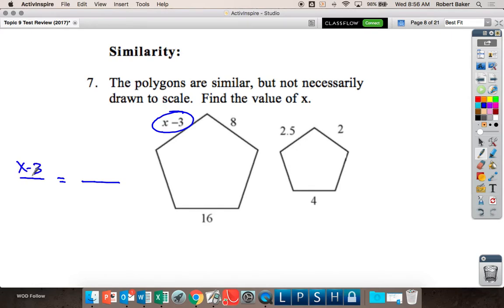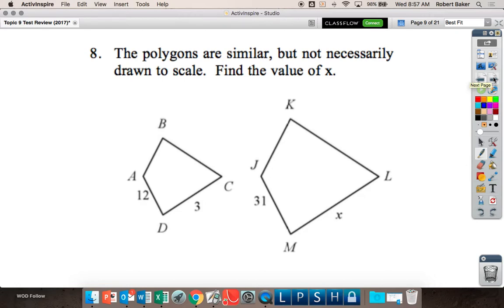X minus 3 corresponds to 2.5. So these work. Does it matter which other sides you use? It doesn't. You can pick whatever makes you happy. What would be the smart decision? 8 and 2, because they're smaller numbers. So you can choose this one over this one, 8 and 2. Then you would cross multiply and solve for x. So I'll leave the rest of the problem for you there.